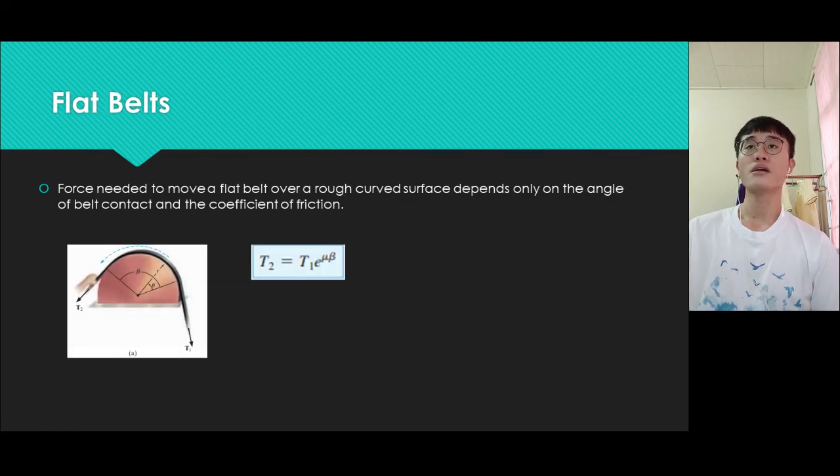Flat belt. The force needed to move a flat belt over a rough curved surface depends only on the angle of belt contact and the coefficients of friction. To solve questions related to flat belt, we will use the formula given and keep an eye on the belt angle, beta, which is always in radians. Also note that T2 is always larger than T1.